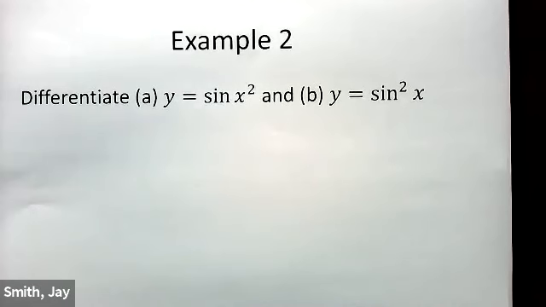Here we're asked to differentiate two different trigonometric functions and apply the chain rule. For part A, we're given the function y is equal to sine of x squared. And for part B, we're given y is equal to sine squared of x.